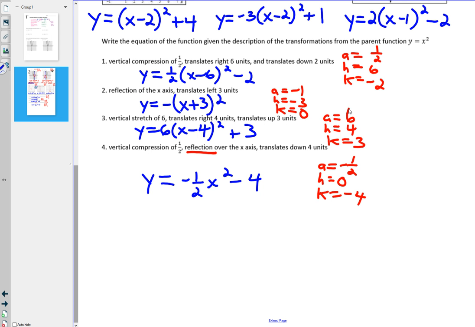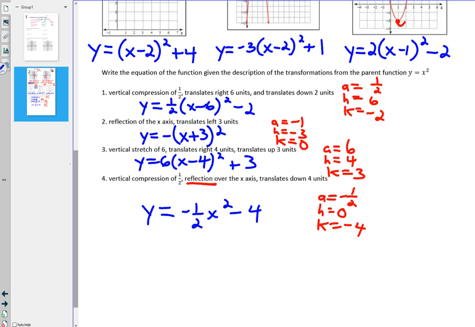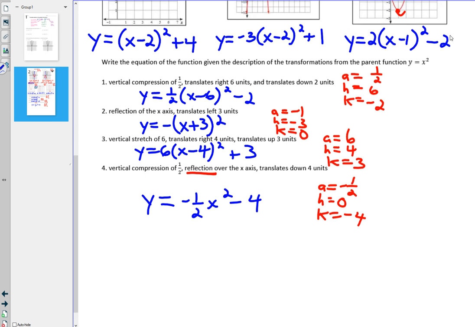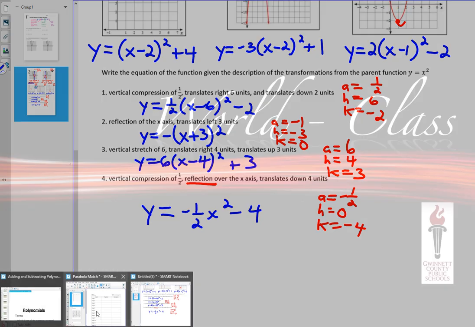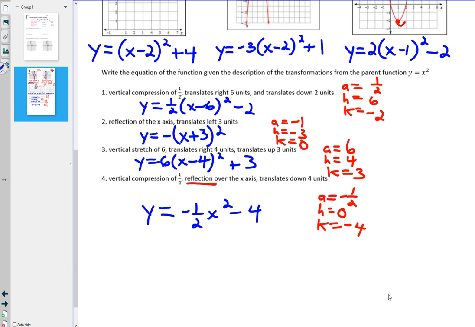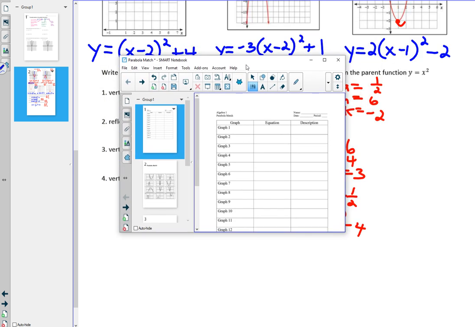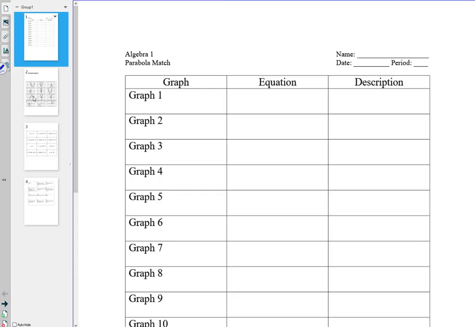Okay, so if you look at the back page, there's 12 graphs here, and for each graph, they want us to state which is the equation and which is the description that matches. If you look at the other pages, the other pages have the graph, the description, and the equations. So we're gonna match these up. So let's start off with graph 1.